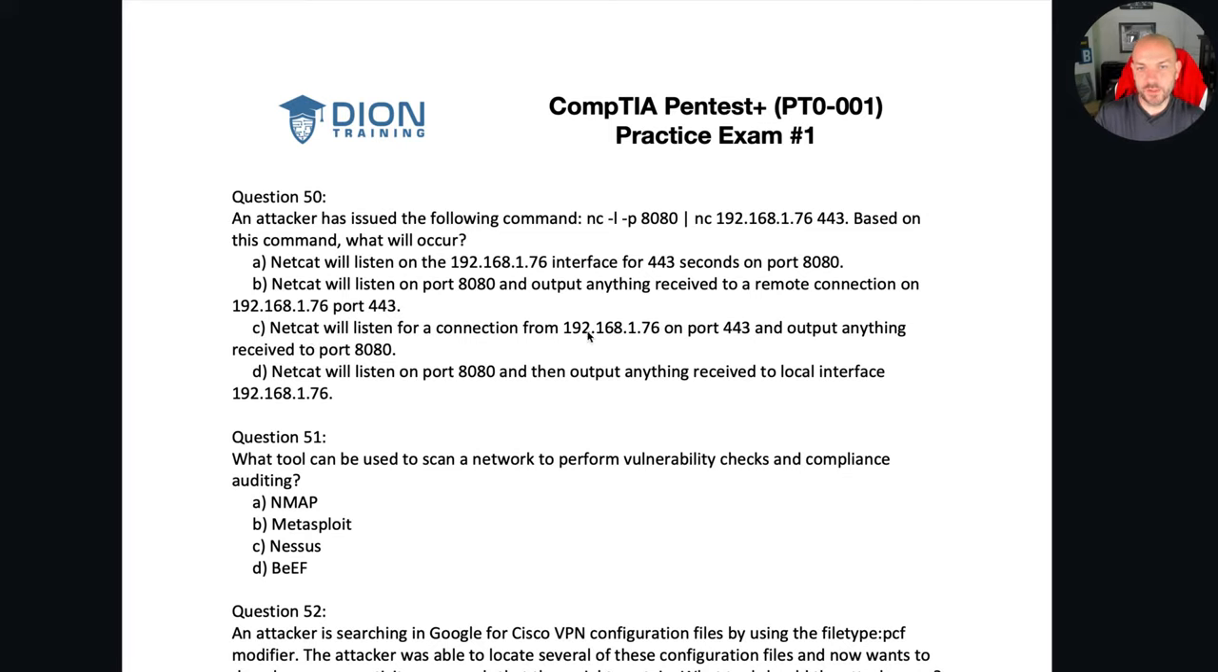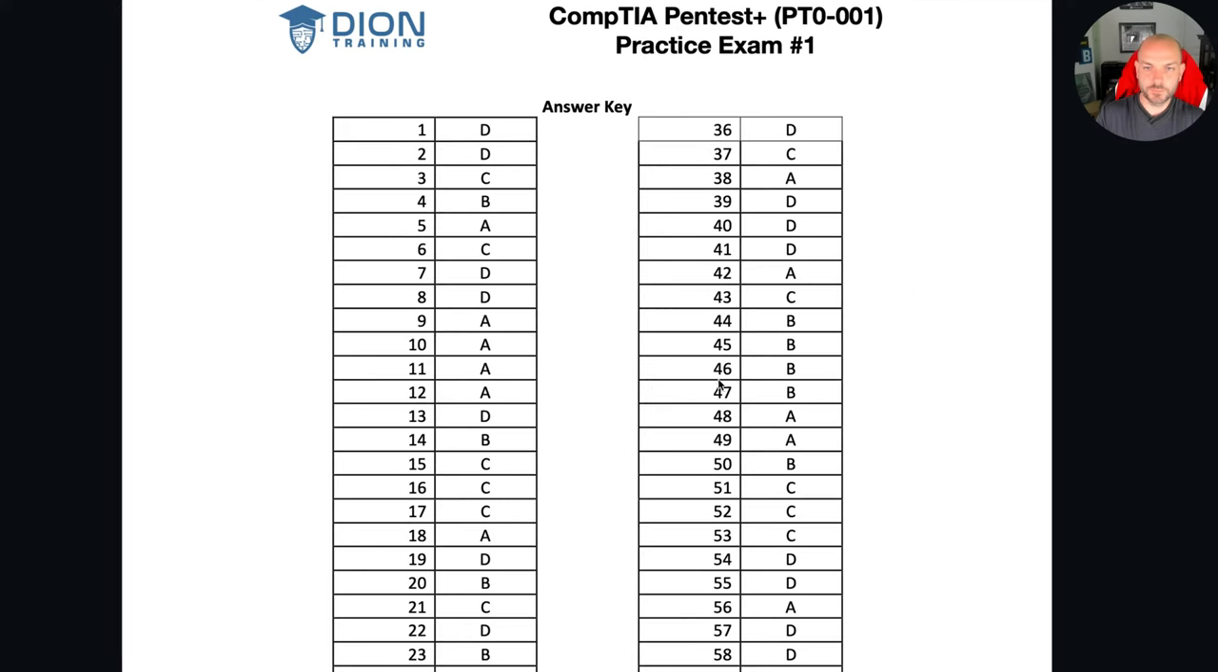Netcat will listen for a connection from 1.7. No, that's not doing that. Netcat will listen on port 8080 and output anything received to local interface. No. So the L here was for the local. That's going to be a remote connection. So let's go with B. It's going to listen on 8080 locally, and then output anything received to a remote connection to 1.76 for port 443. 50B. Yep, 50B.